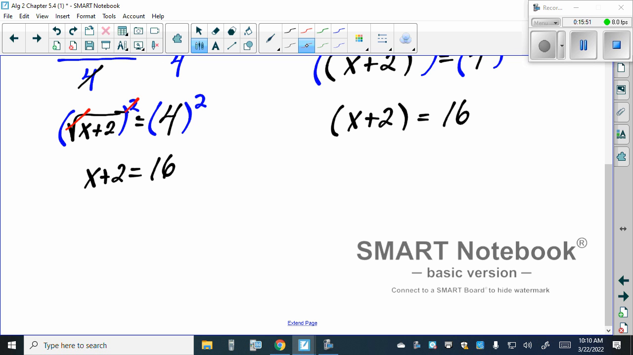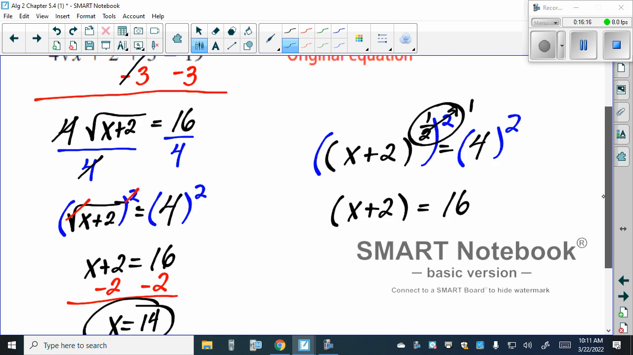Well, we need to solve. We need to subtract 2, telling us x is equal to 14. So really, looking at this here, check isn't really step 3. Step 3 should be solve. Step 4 is check. Because here, x equals 14, that's fine.